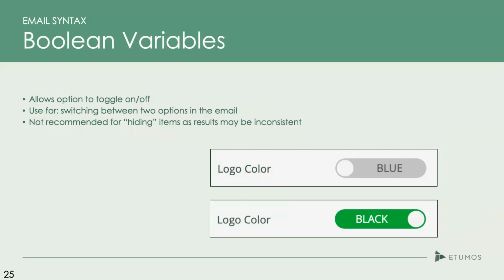A Boolean variable shows a toggle switch to the user. This could be used to select between 2 options, such as this example of referencing either the image that has the logo in blue or the alternate image that has the logo in black. It isn't recommended to use Boolean variables to show or hide pieces of an email because different email clients may not keep items hidden.